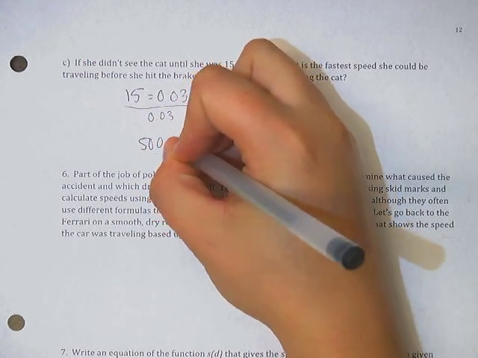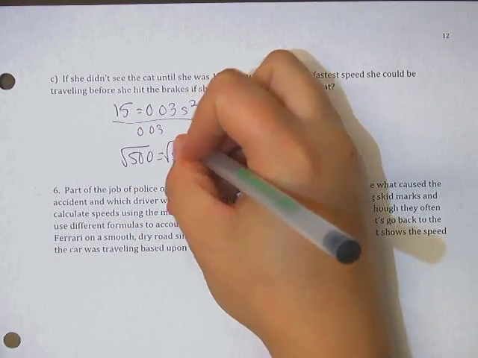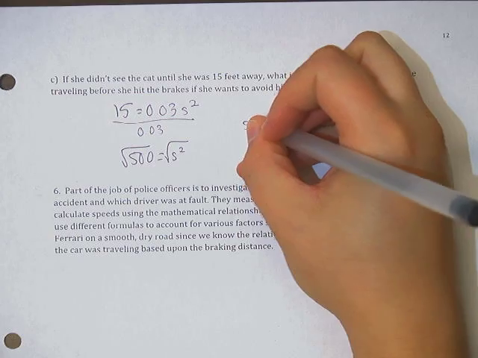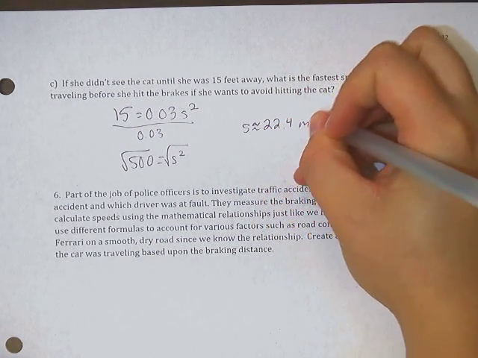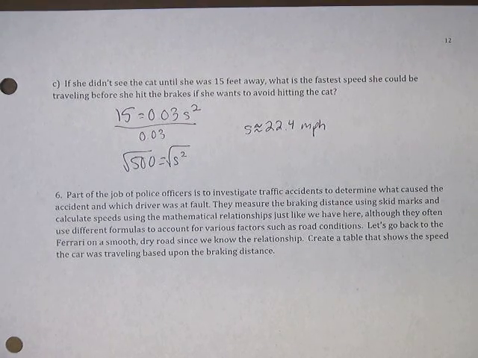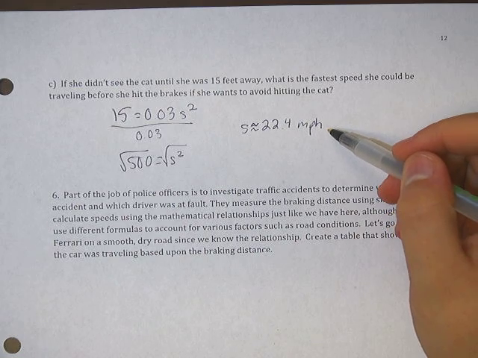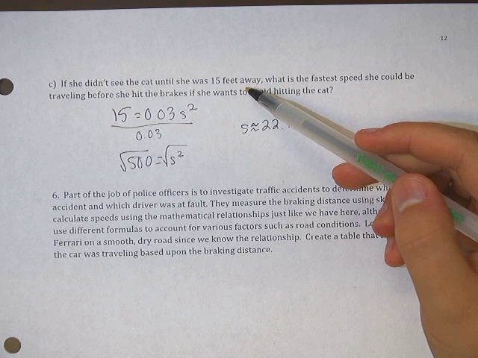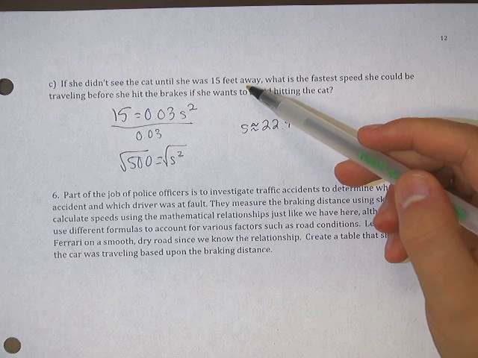We're going to do the same thing here. 15 feet equals 0.03 s squared. Divide everything by 0.03. Get 500 equals s squared. The square root of 500. It's not going to come out to be even, unfortunately, but we can make an approximation. S is going to be approximately about 22.4 miles per hour.